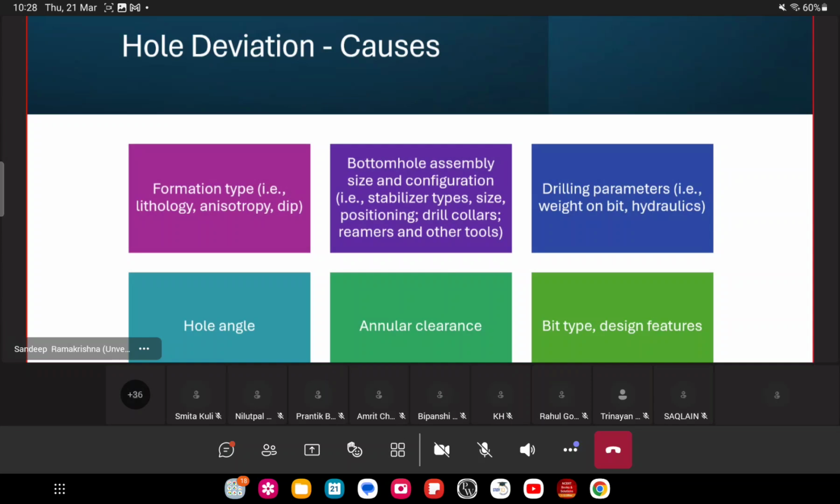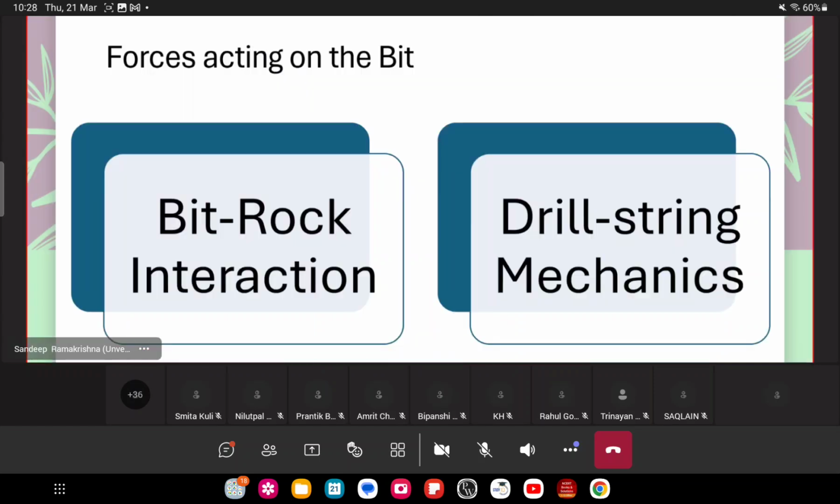We don't know which one exactly is the reason. But what we know is there are forces that act on a bit, right? This we know for sure. And there are two main forces, or at least we can classify them in two main categories. One is the bit rock interaction. How does the bit and the rock interact with one another?